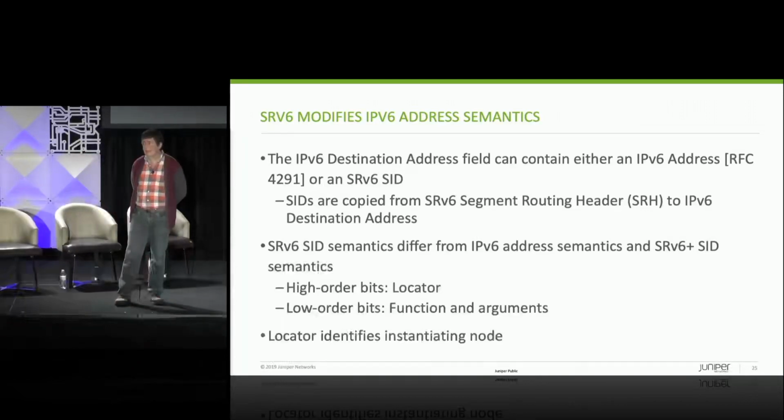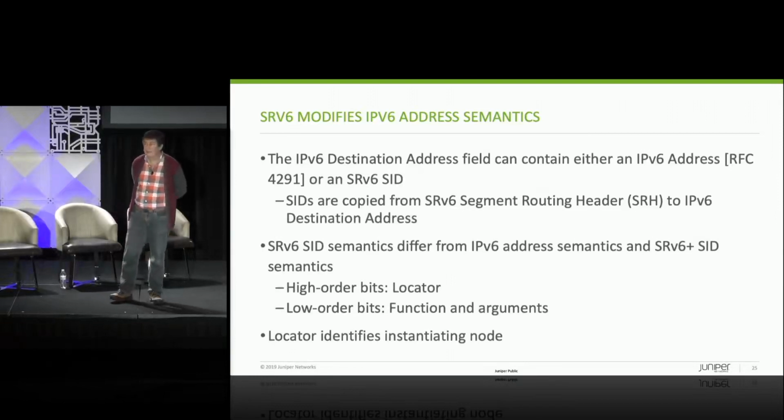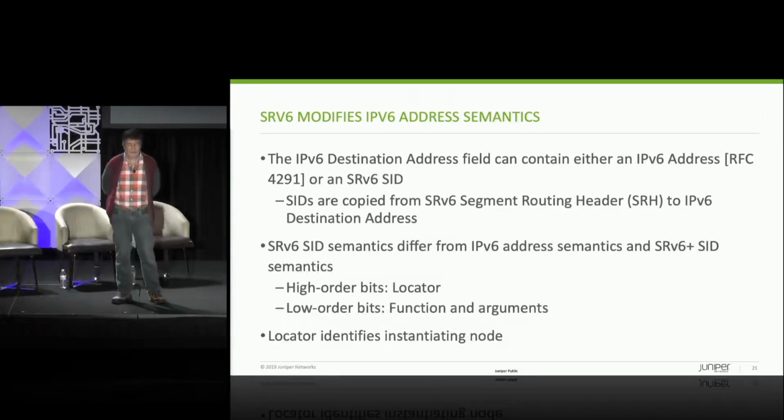In SRv6, the destination address field can contain either an IPv6 address that identifies an interface, the way RFC 4291 says it should, or it can contain an SRv6 SID. In SRv6, SIDs are copied from the routing header to the destination address. Now, a SID semantic is different from an IPv6 semantic.